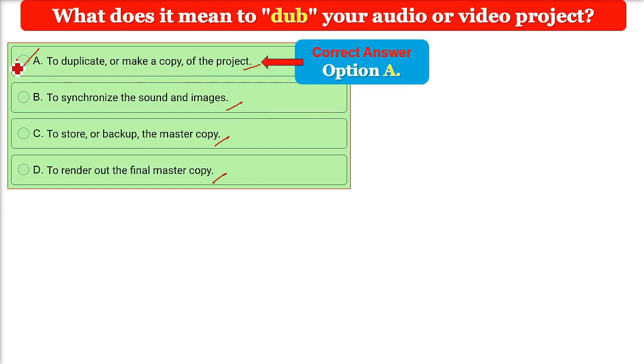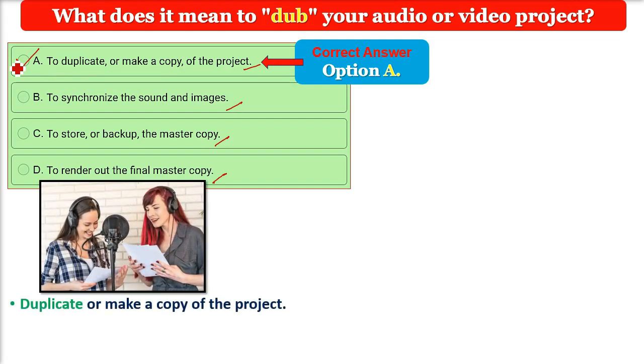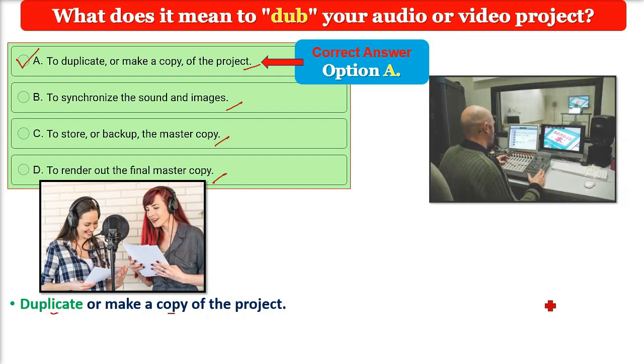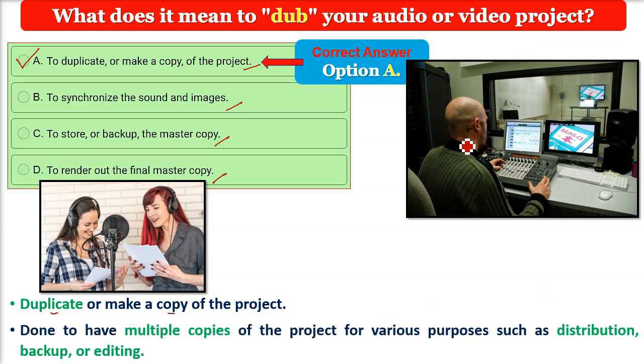It's option A. So to dub our audio or video project means to duplicate or make a copy of the project. This is done to have multiple copies of the project for various purposes such as distribution, backup, or editing. Dubbing allows us to create additional copies without altering the original content, ensuring that you have multiple versions of the project available for different uses.